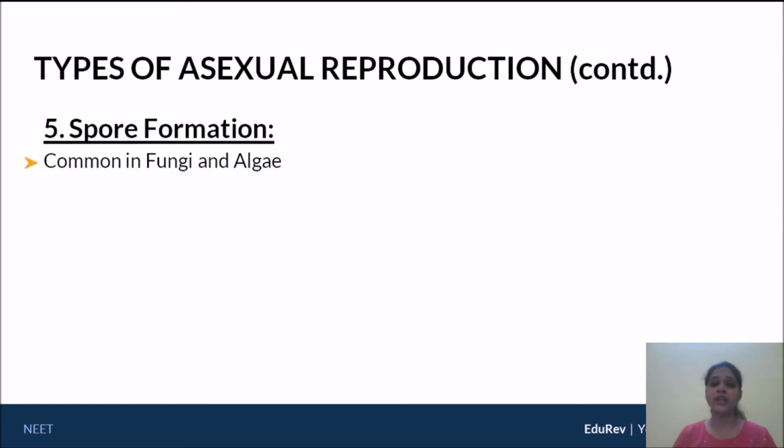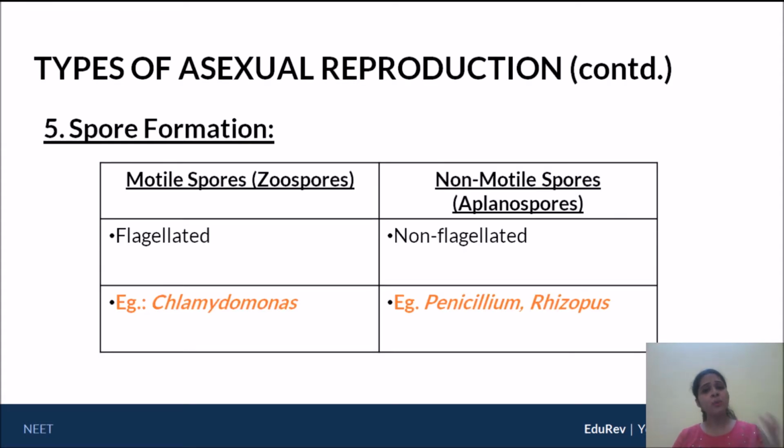Now, coming to sporulation or spore formation. Sporulation or spore formation is very common in kingdom fungi and in lower plants, for example, in case of algae. Now, spores are of different types. They can be motile as well as non-motile. For example, if they are motile, they are called zoospores, whereas if they are non-motile, they are called planospores.